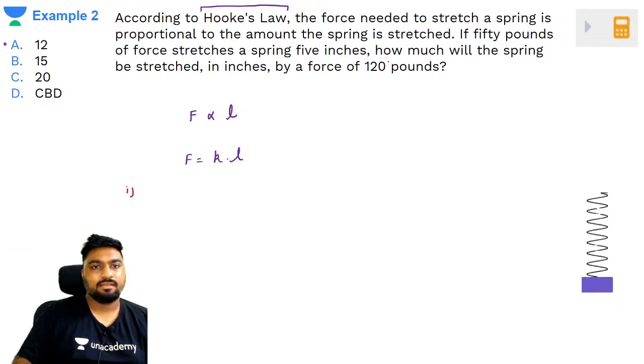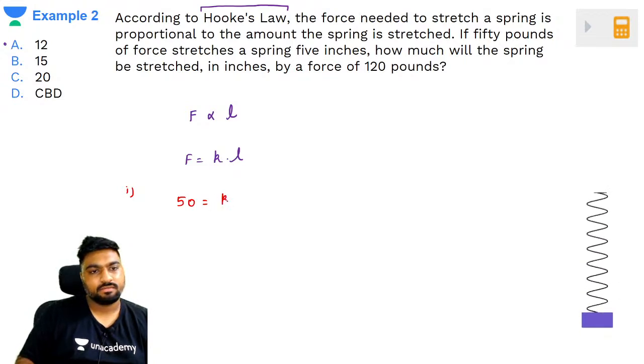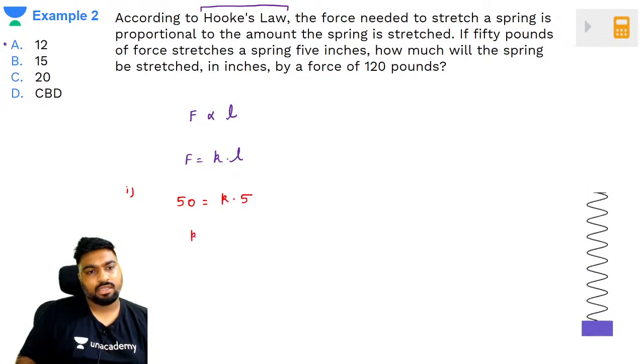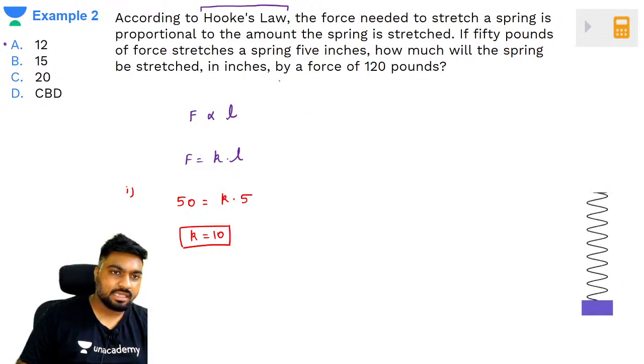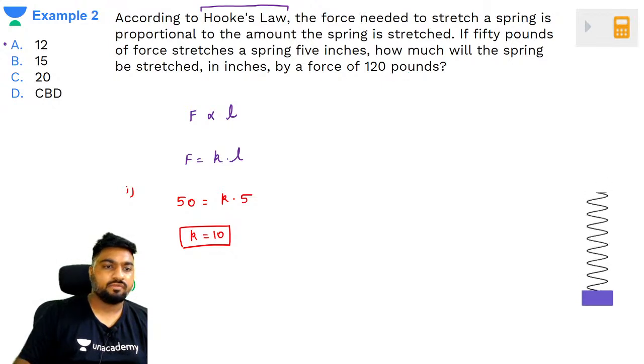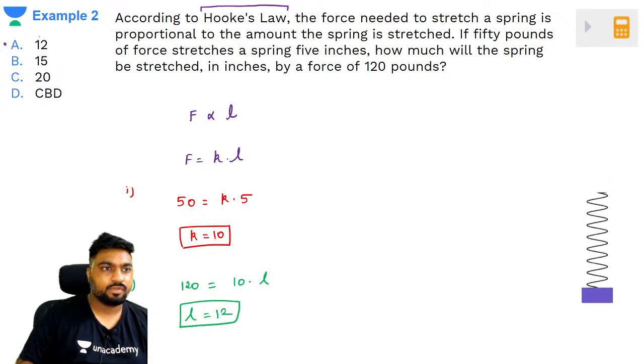Case 1, what are they saying? If 50 pounds of force stretches a spring by 5 inches, you get the constant is 10. Use this information for our unknown. How much will the spring be stretched by a force of 120 pounds? If this is 120 pounds and the constant is 10, then the length is 120 by 10, which is 12. Cool?